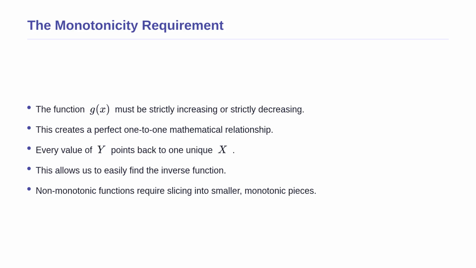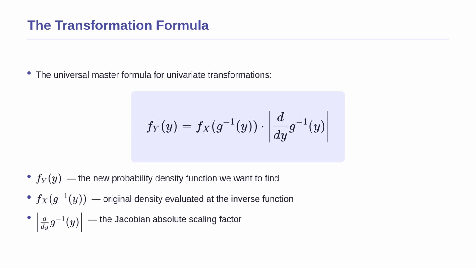If a function goes up and then down, like a parabola, we will have to carefully slice it into monotonic pieces first. Understanding monotonicity leads us directly to our master formula for univariate transformations. This formula allows us to find the new probability density function. Let us break down every piece.